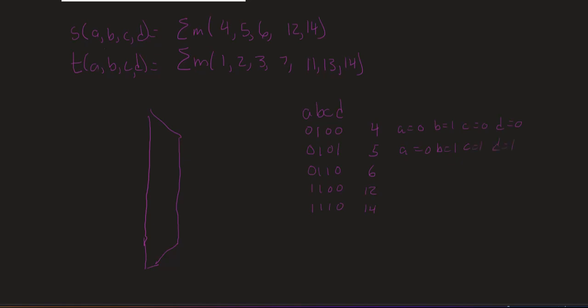So A, B, C, and D are your select inputs. 0, 1, 2, 3, 4, 5, 6, 7, 8, 9, 10, 11, 12, 13, 14, 15. So this is a 16-to-1 mux. So I have 16 inputs and 1 output. Well, 16 on this side, and then I also have the 4 select.